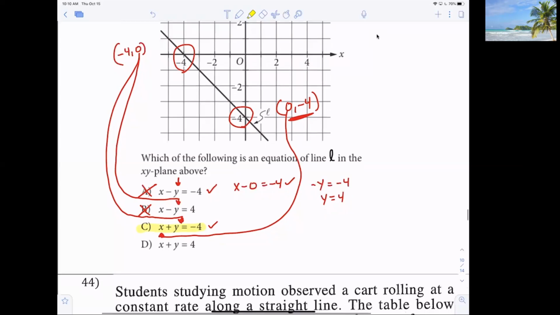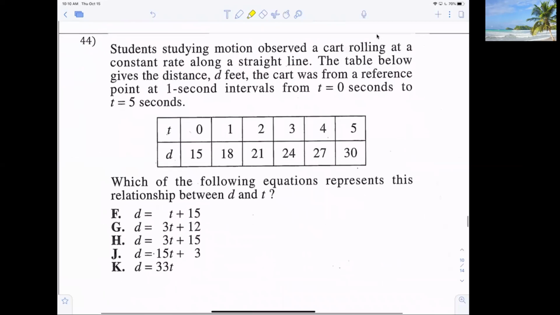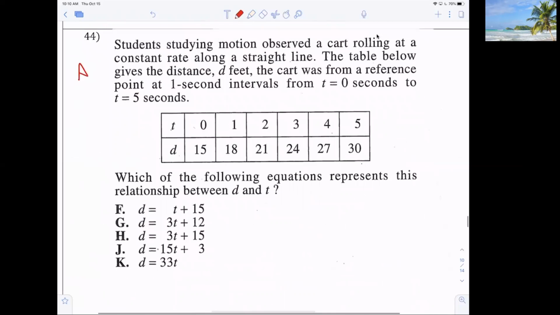Now, number 44 is the one that's really important. So I want everybody to put a little star by this one. The reason this looks harder is because we've only been dealing with X's and Y's, and now all of a sudden they're throwing in T's and D's. Well, what is the T?